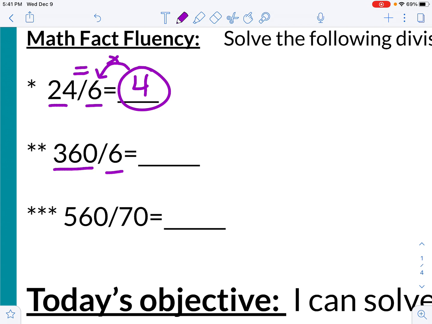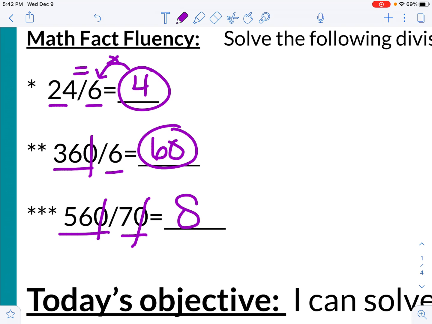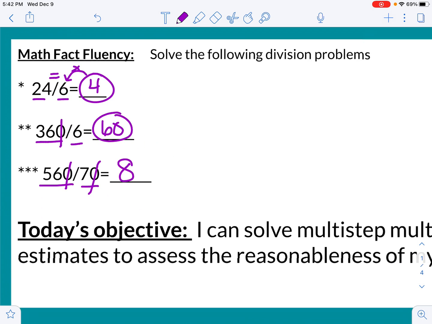With 360 divided by 6, I can ignore the 0 and think what is 36 divided by 6, or what number times 6 equals 36. That's 6, and then I have to put that 0 back in there. 60 times 6 equals 360. 560 divided by 70, this time I have a 0 in both, so we can actually cancel those out and say 56 divided by 7 equals 8, and 8 times 70 equals 560.